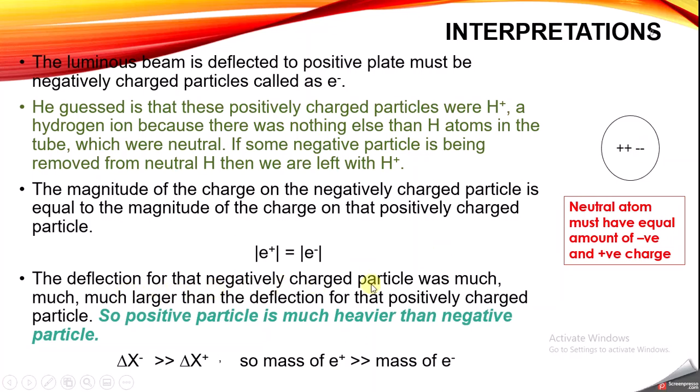So the deflection for the negatively charged particle was much larger. He said that the negative particles, the electrons, were lighter, and he observed in the experiment that the deflection of the negative particle was much higher and the deflection of the positive particle was much lower. So the interpretation was that delta x negative was much higher than delta x positive, which implied that the mass of the positively charged particle, here I am representing e plus, the protons, is much higher than the mass of the negatively charged particles. So these were the few interpretations that he made from the experimental setup.